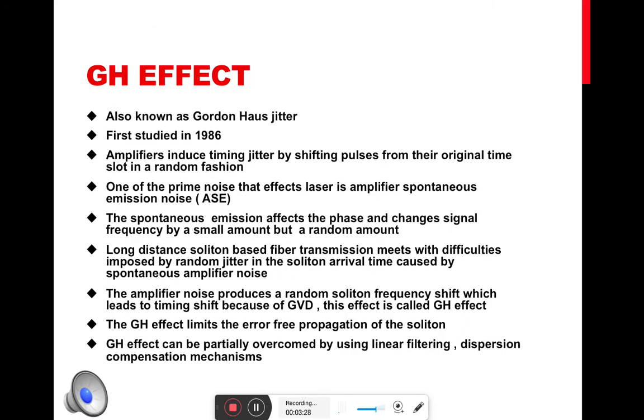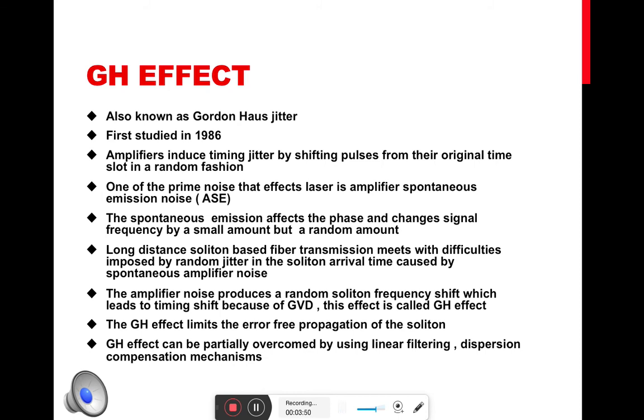So the next topic is the GH effect. The GH effect is also known as Gordon-Haus jitter. It was first studied in 1986. So what is this GH effect, and where does it come from? In a soliton transmission system, we have a laser for continuous wave generation. Associated with the laser, we know there is amplified spontaneous emission noise.